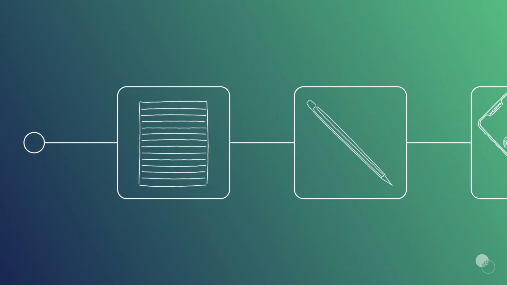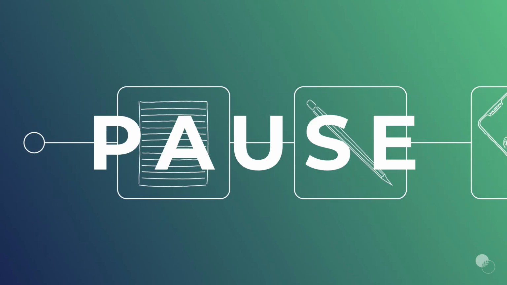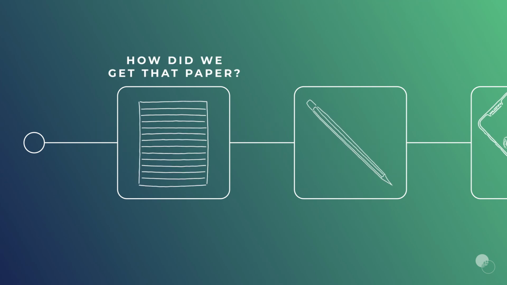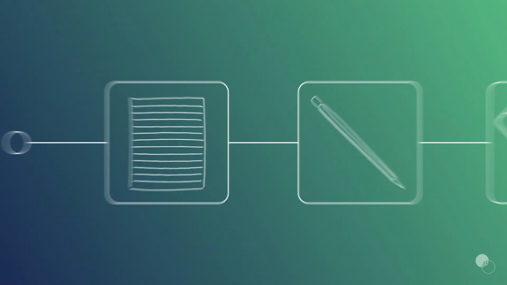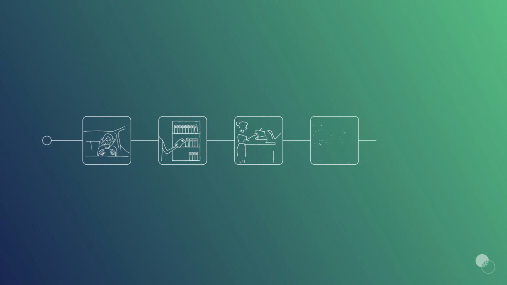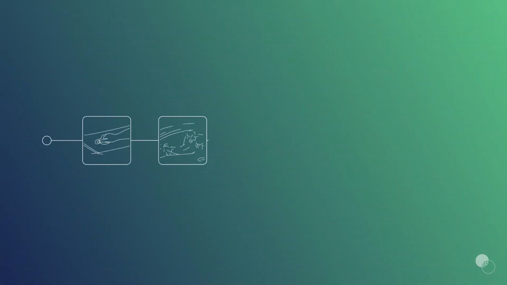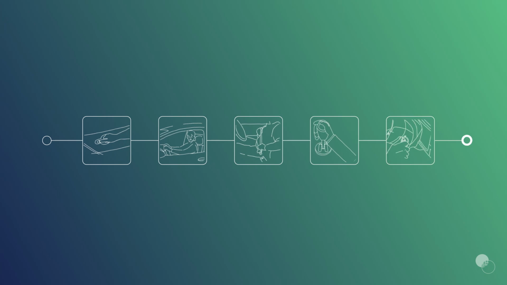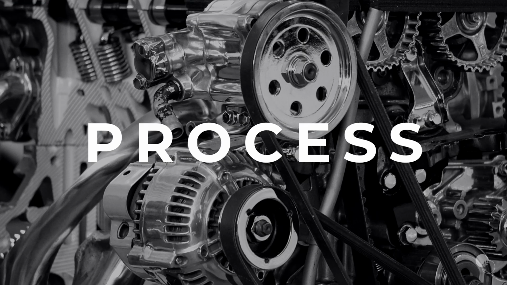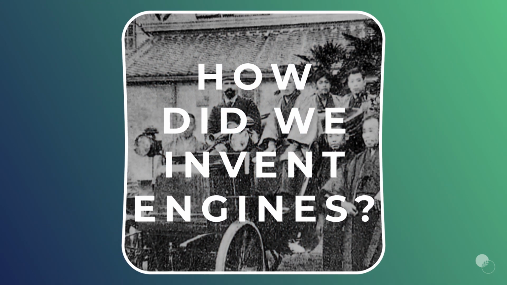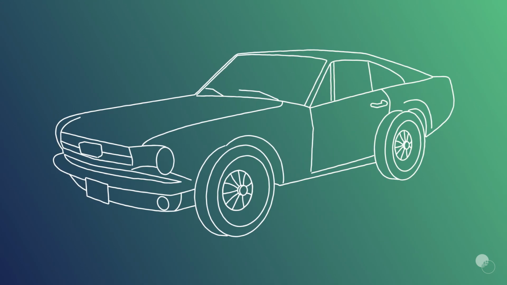So step 1, get some paper and a pencil. Pause. How did we get that paper? That word again, process. You went to the shops and exchanged money for a ream of A4 printer paper. Now pause again. How did you get to the shops? You drove a car. How did you start the car? Process. How did that engine work? Oh look, another process. Hang on, how did we even invent engines? Process.